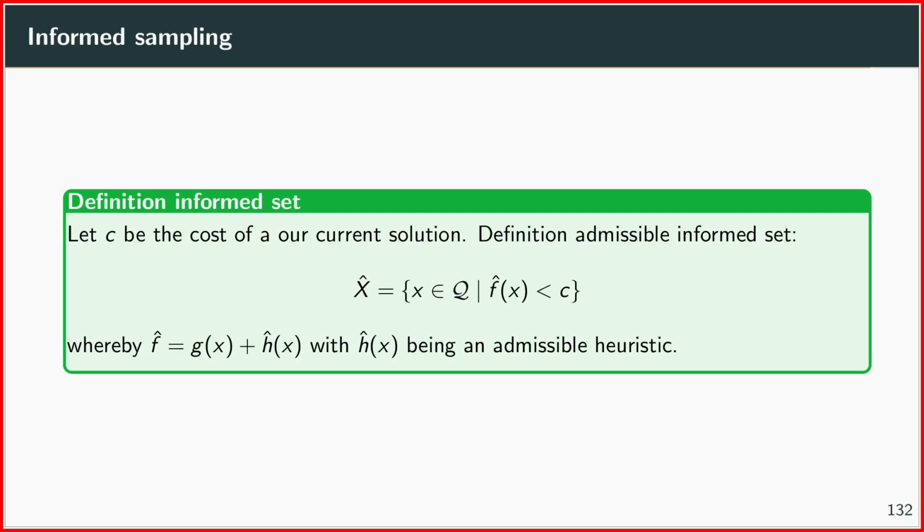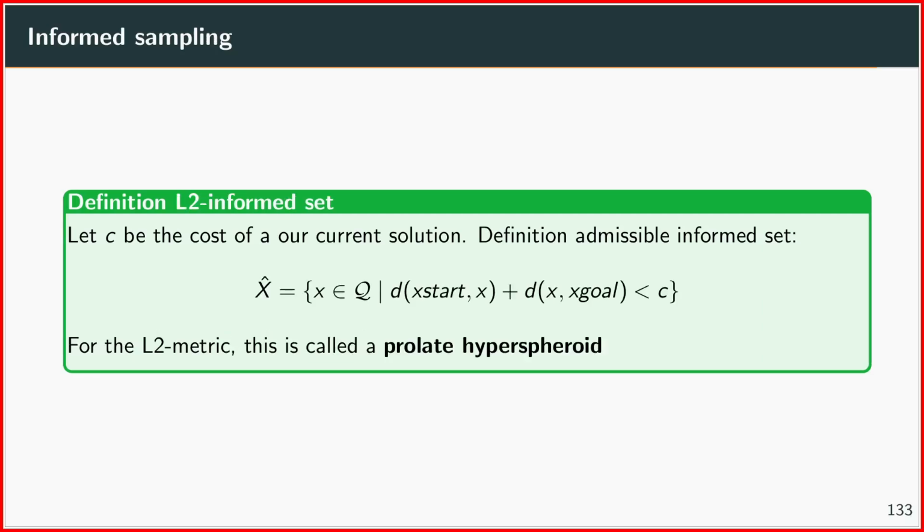But of course, you can't explicitly compute it because you don't know the cost to come and the cost to go without computing it. And so what people have actually done is that they came up with this informed set, which is very similar, but instead of having this f value, you take the f hat value, where h is actually just replaced with an admissible heuristic, which underestimates the cost to go from your current configuration to your goal.